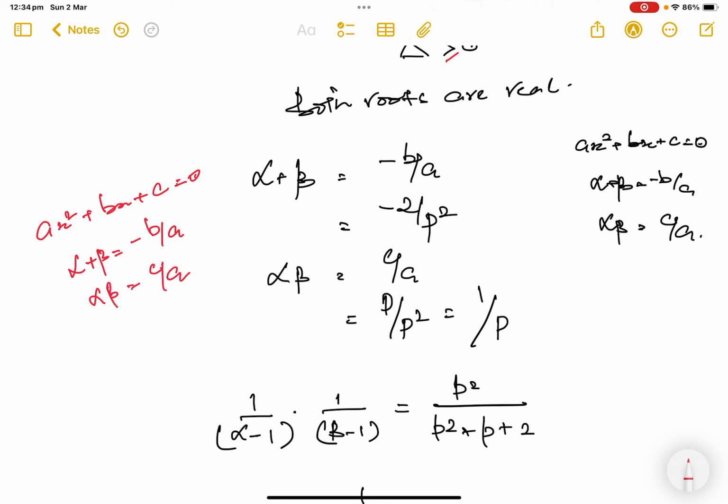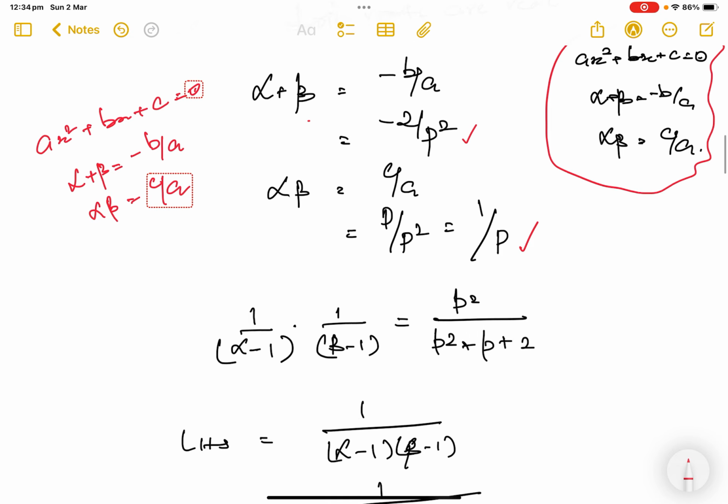This is a standard formula of a property. It's just given here as well. So alpha plus beta equals minus b over a, which is minus 2 over p squared. And alpha beta, c over a, is p over p squared, which is 1 over p. So these are the two.